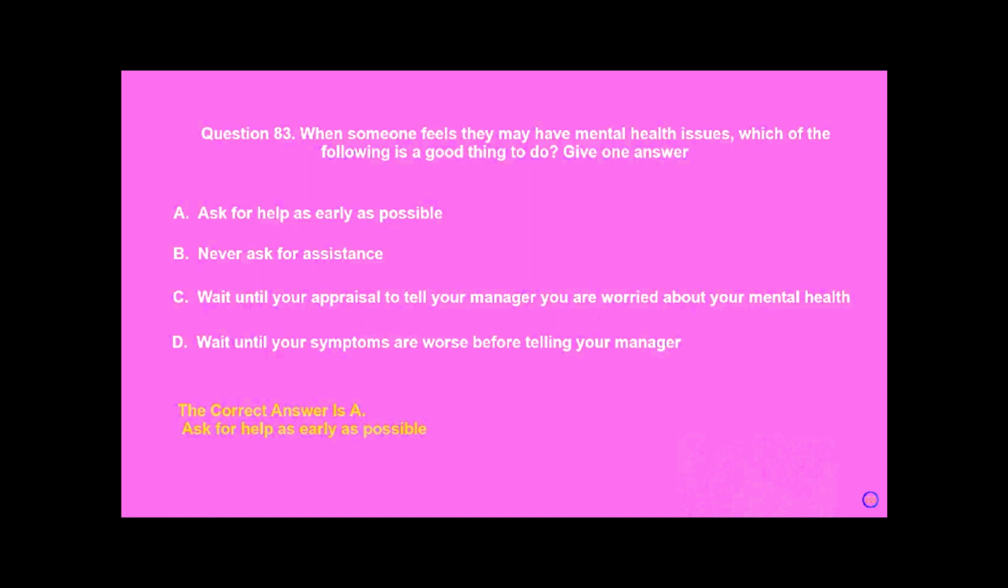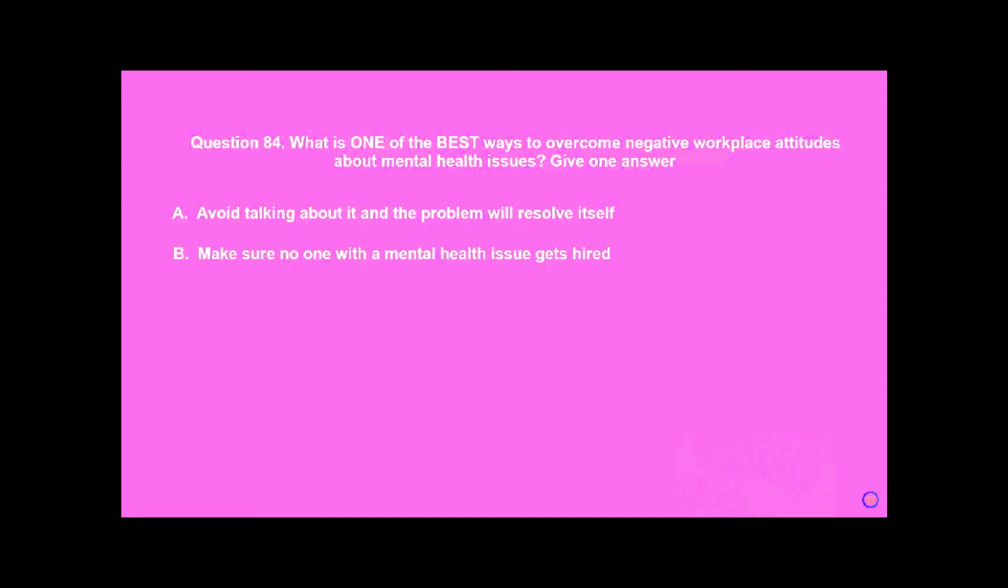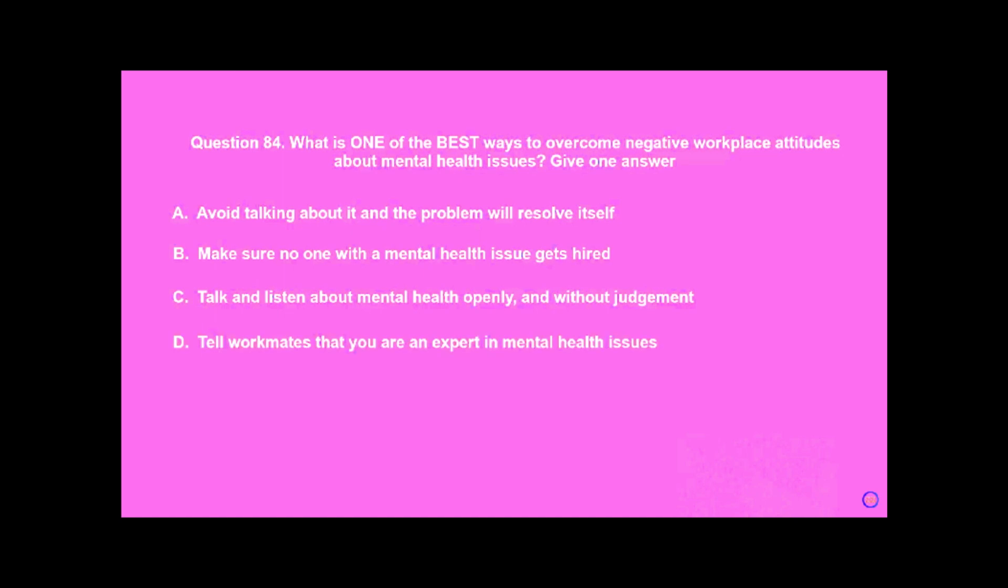Question 84. What is one of the best ways to overcome negative workplace attitudes about mental health issues? Give one answer. A. Avoid talking about it and the problem will resolve itself. B. Make sure no one with a mental health issue gets hired. C. Talk and listen about mental health openly, and without judgment. D. Tell workmates that you are an expert in mental health issues. The correct answer is C. Talk and listen about mental health openly, and without judgment.